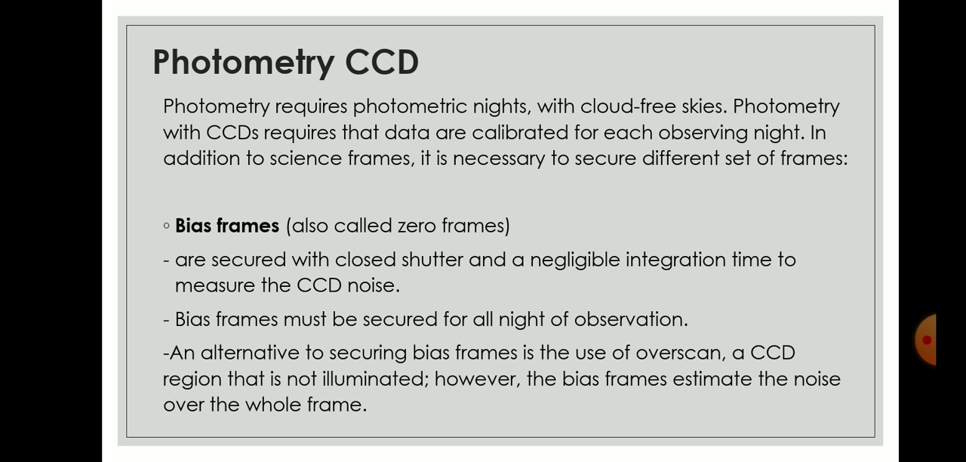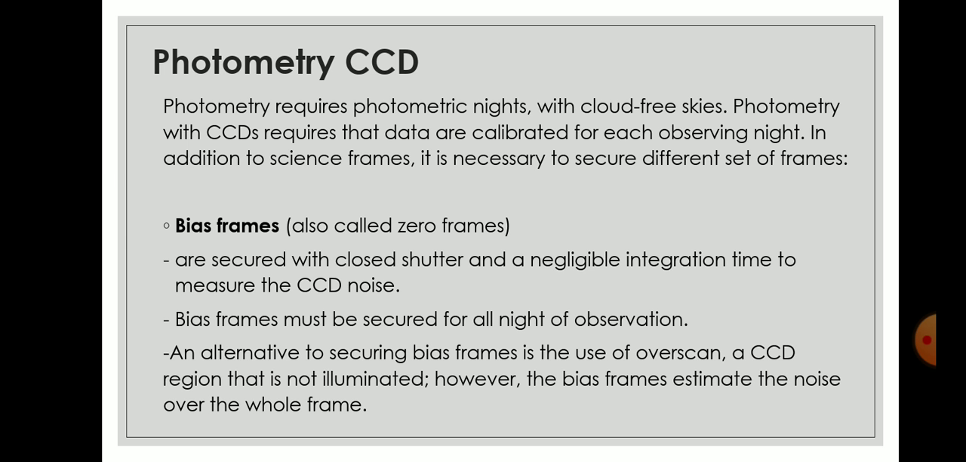CCD photometry. Photometry requires photometric nights with cloud-free skies. Photometry with CCDs requires that data are calibrated for each observing night. In addition to science frames, it is necessary to secure different sets of frames. The first is the bias frames, also called zero frames. They are secured with closed shutter and a negligible integration time to measure the CCD noise. Bias frames must be secured for all nights of observation.